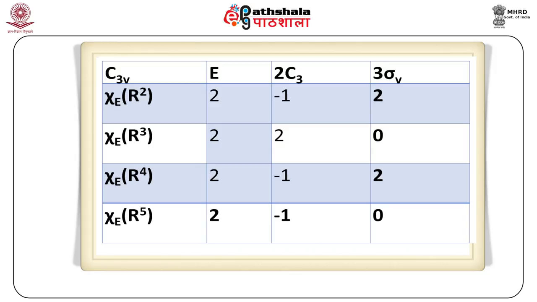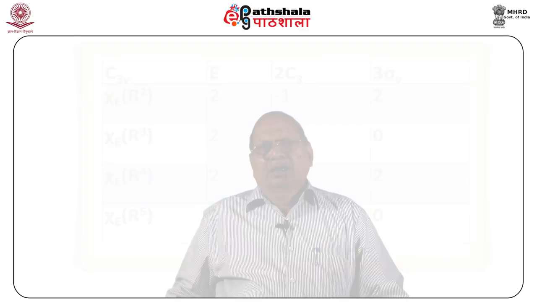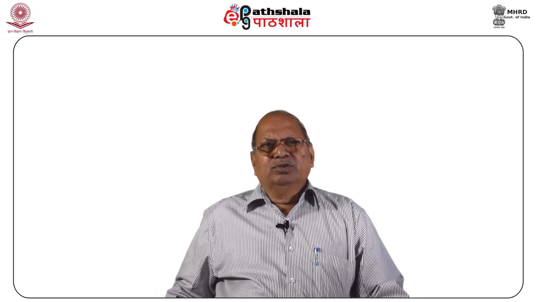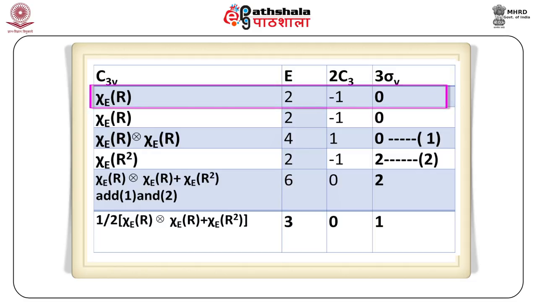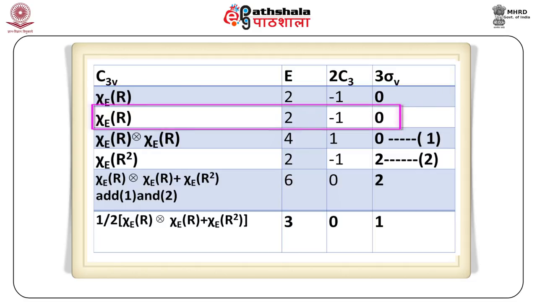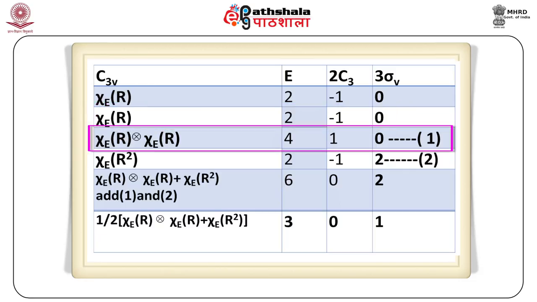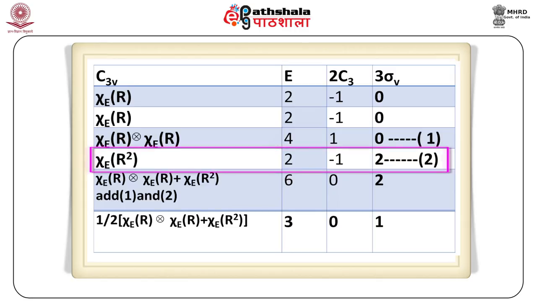Using the simplified equation 2 and taking the first overtone, that is, for which n value is 2, we have to find χ(E², R), and the results are listed in the table for the C3v point group. The first row says χ(E, R) is 2, -1, 0, and again χ(E, R) is 2, -1, 0. Therefore, χ(E, R) into χ(E, R) is equal to 4, 1, 0, that is equation 1. Now, let us find out χ(E, R²). This result we take from our table, and the result is 2, -1, 2.